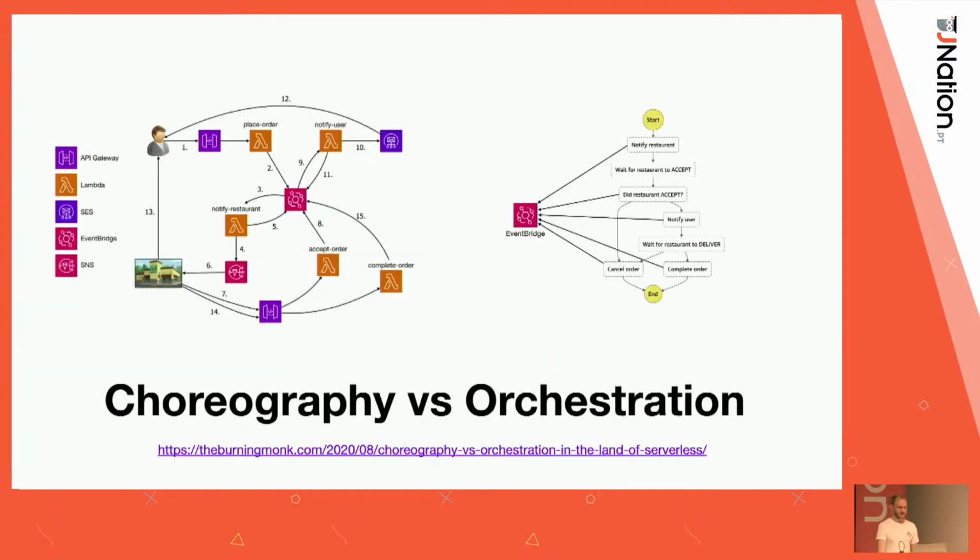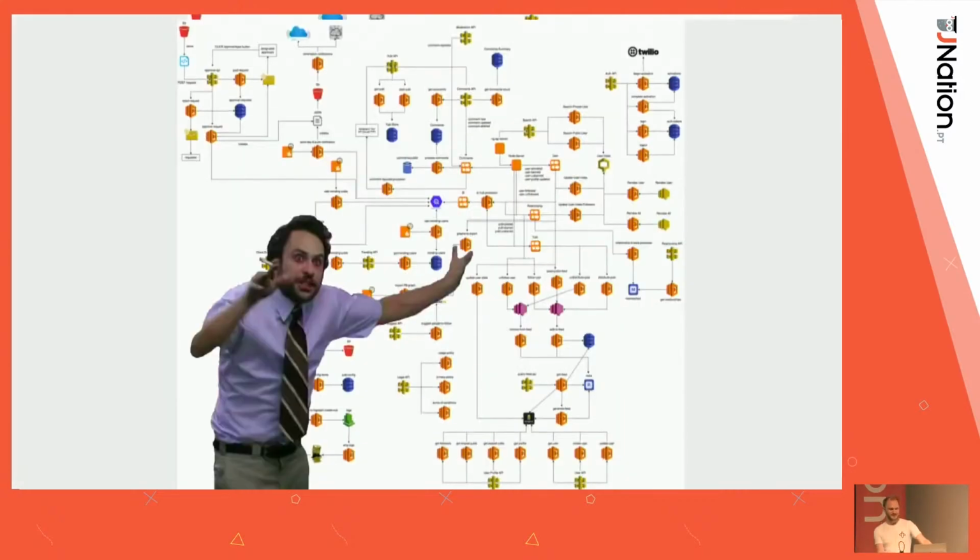Here's a great article on choreography versus orchestration. On the left, we have different Lambda functions, some of which publish to a message bus, and some of which are listening on the message bus and get triggered. And then on the right, we have an orchestration where there's this central thing controlling when each step is called. And conceptually, it's much easier to visualize and understand the orchestration than it is choreography, especially when we get to the big diagram we saw before.